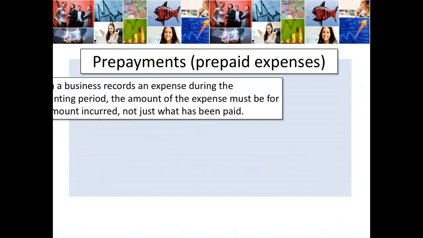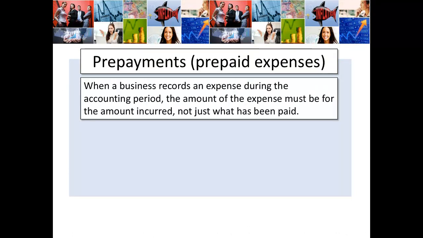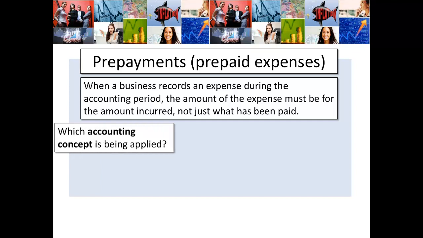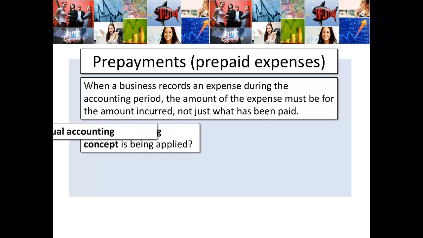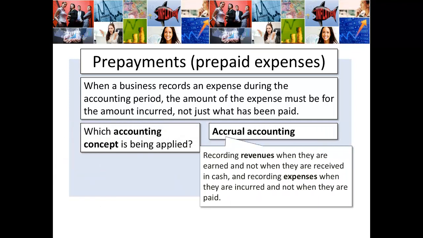Right, prepayments, this is when we have prepaid expenses. So when a business records an expense during an accounting period, the amount of the expense must be the amount incurred and not just what has been paid. And the accounting concept being applied again is accrual accounting, we are recording revenues when they're earned and not when they're received in cash, and recording expenses when they are incurred and not when they are paid.